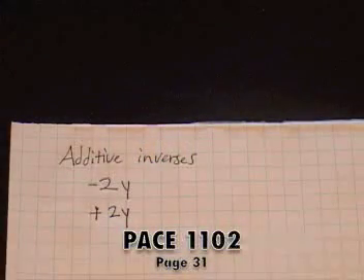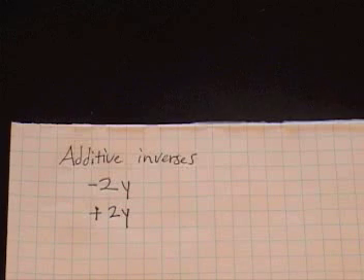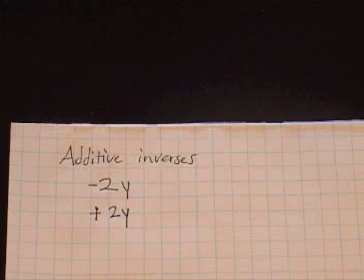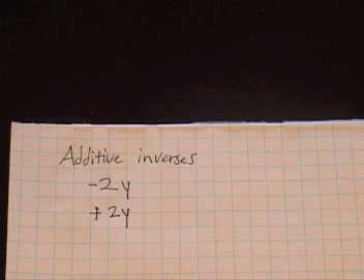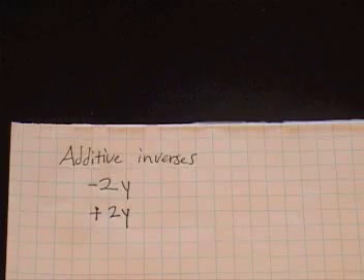Page 31. We can also solve a system of equations by adding them. Now the key for adding them is understanding what an additive inverse is. An additive inverse is two variables that share the same coefficient but have opposite signs.